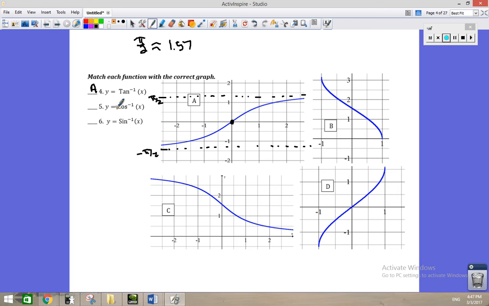The inverse cosine, we know the domain is from -1 to +1, and the range is from 0 to pi. So here, and pi is about 3.14, so it's got to be B. The range that we want for inverse sine is from -pi/2 to +pi/2. So if pi/2 is 1.57, here's 1.5. That's why it's going down just a little bit below that and a little bit above that. So this is D.